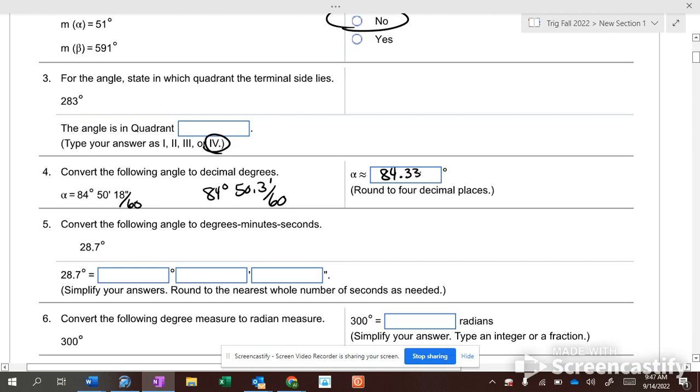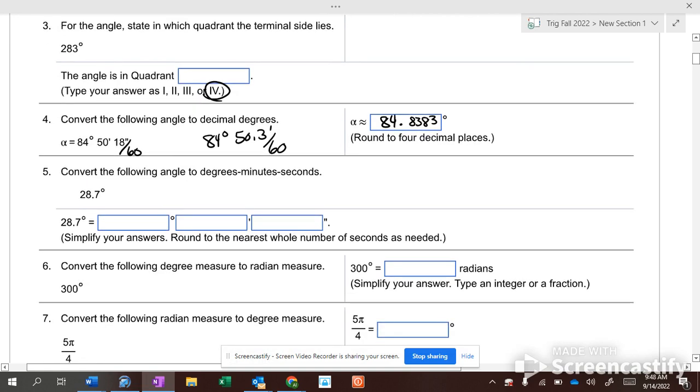Three. Now it can't be 0.333. 0.8383. Okay. All right.